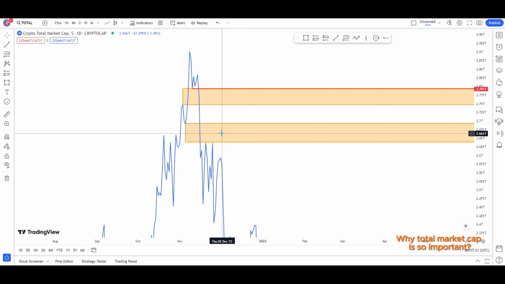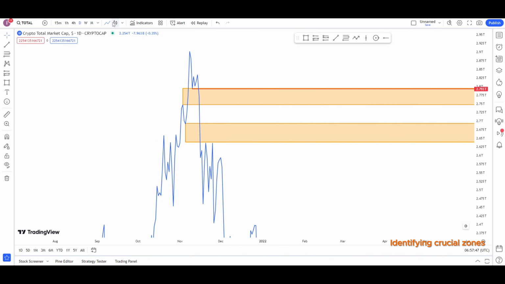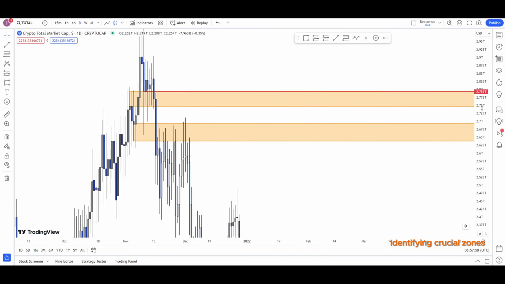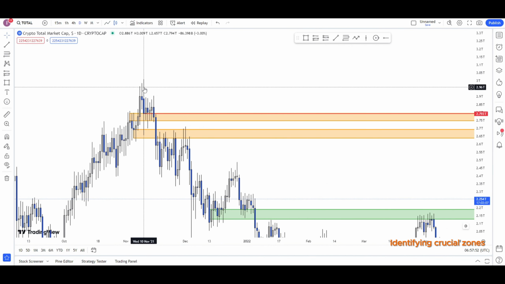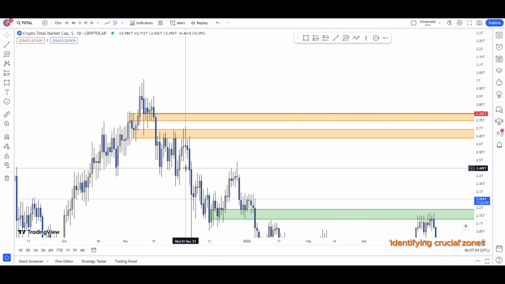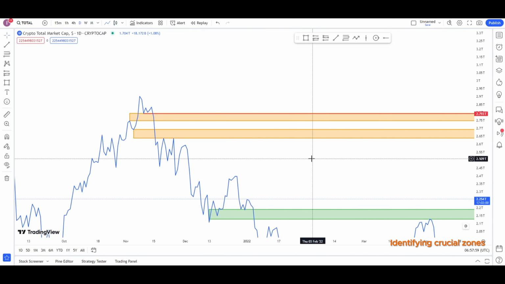Marking the zones starting from the higher time frame is the most important part of technical analysis above everything else. And how do we mark the zones? We use a line chart. We do not use candlesticks. Candlesticks are too noisy. Look at the wicks, look at the shadows. It's too noisy, so we use line charts. Now back to the charts, back to the total market cap.